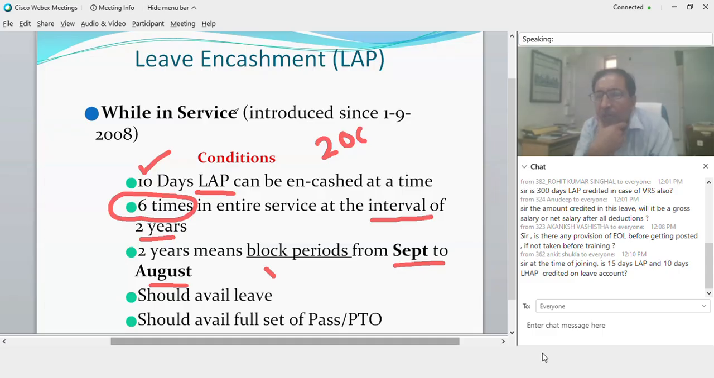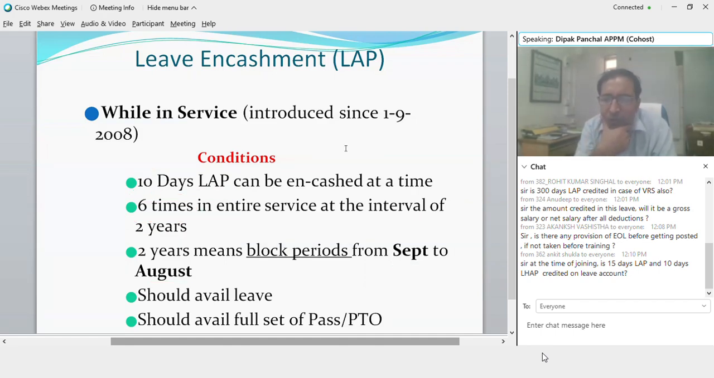But after a period of say 5-6 years, you would be reaching JG, and after 13 years of service, you would be reaching selection grade. And at that time, you will still have 12 years of service. Right, because 6 times this benefit can be availed.